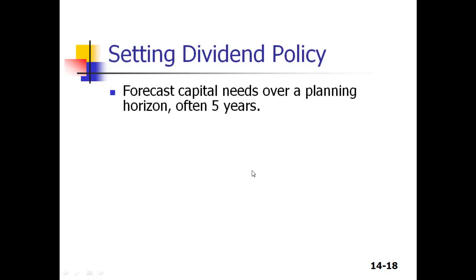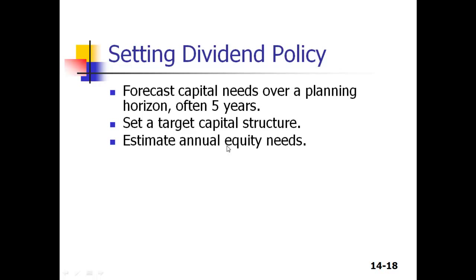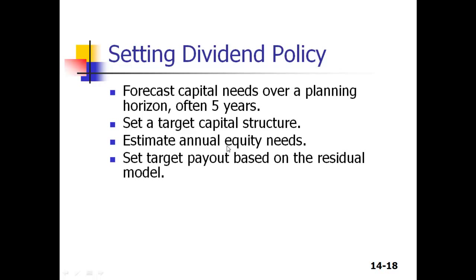Okay, so setting dividend policy. Here is one example of how companies go about setting their dividend policy. So they will forecast their capital needs over a planning horizon such as 5 years. Okay, so how much money will we need over the next 5 years? What else do you think they will consider? Exactly. They'll also consider their capital structure. How much of the new projects do we want to fund from equity, our own money? How much do we want to fund from debt? Okay, then we will estimate our equity needs based on this.